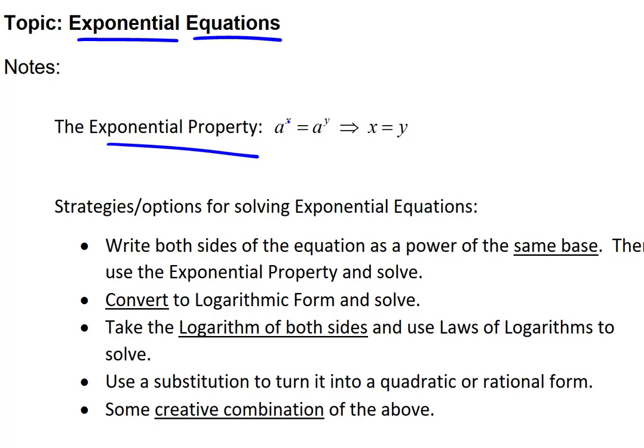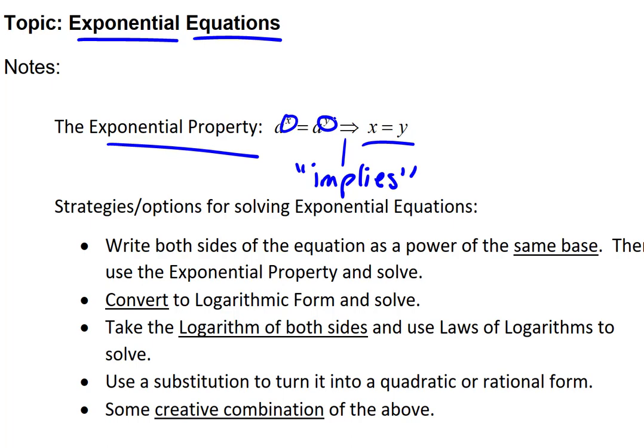If we have a to the x equals a to the y, then that implies, okay, so this symbol means implies, it implies that x must equal y. In other words, the exponents must be equal if they have matching bases and both sides are equal. We're going to depend on that property and some other tricks and skills to get through these kinds of equations.